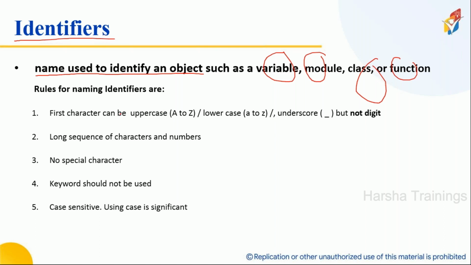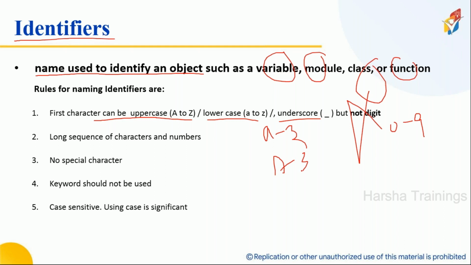The first and foremost thing is that the first character can be an uppercase character, a lowercase character, or an underscore. An identifier cannot start with a digit. Digit means 0 to 9. I can use small a to z, capital A to Z, or underscore. Underscore is also valid for the first character. This rule is applicable only to the first character of the identifier.